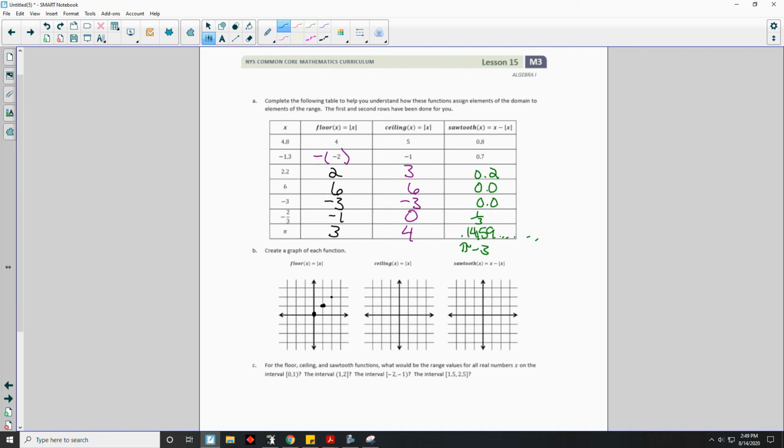2, 2, put a dot. 3, 3, put a dot. Now, here's how I'm going to explain this. If I wanted to graph 2.2, that means go over 2.2 and go up, and the line is going to be here. You're going to round down, but you're not going to include this endpoint because it pops up here.